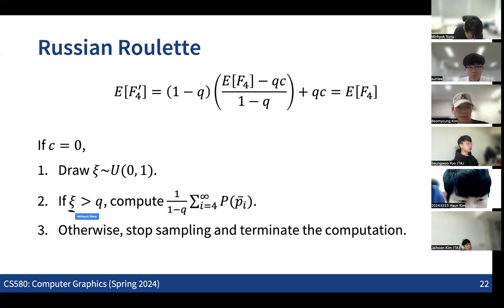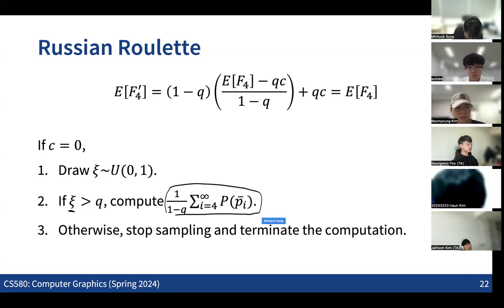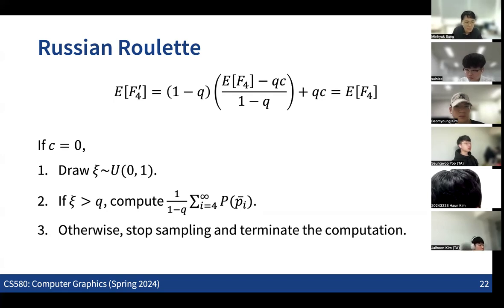If this sample has a greater value than the threshold, then we calculate the estimate while scaling it by 1 over 1 minus q. Otherwise, we stop the sampling and terminate the computation. So this is a statistical way that we can cut out some of the computation with the longer paths. That's also an interesting idea.